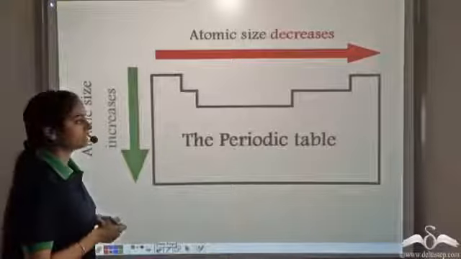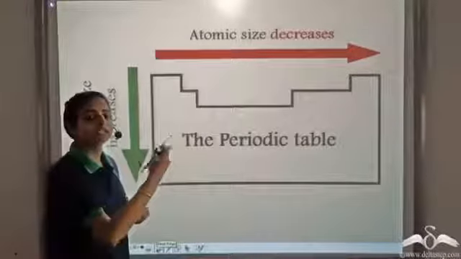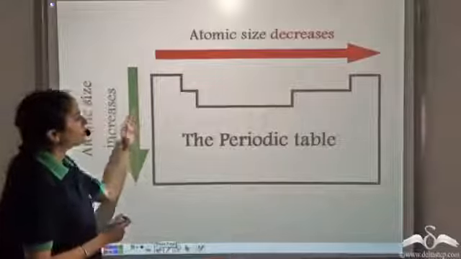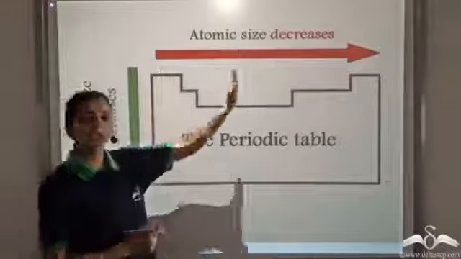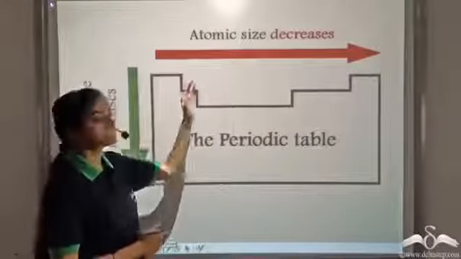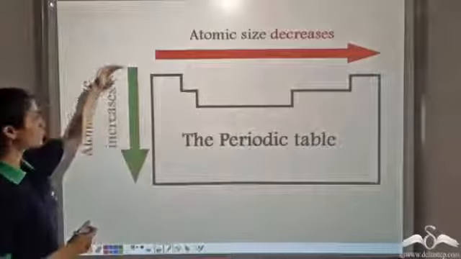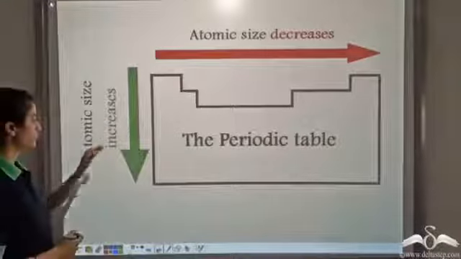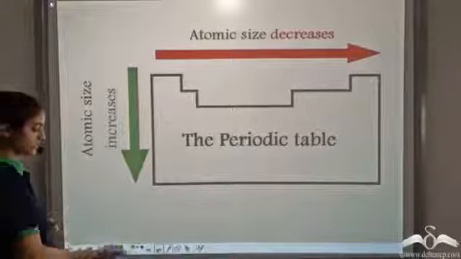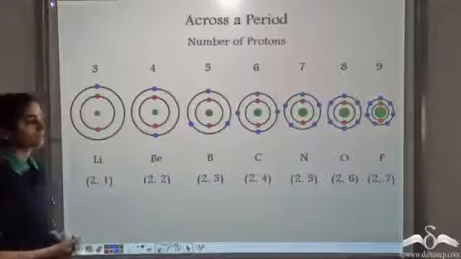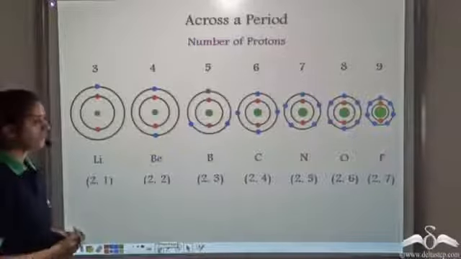What happens in the periodic table? How does this electron affinity vary? We know when we move from left to right in a period, the atomic size decreases. When we move from top to bottom in a group, the atomic size increases. So let's see what happens pictorially.